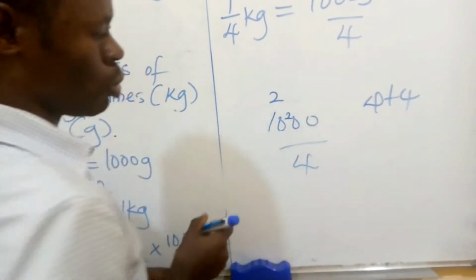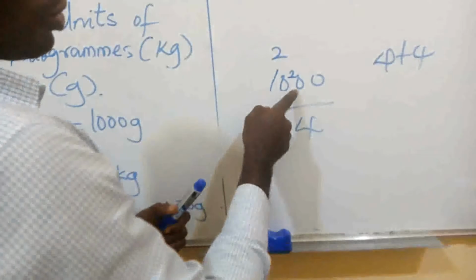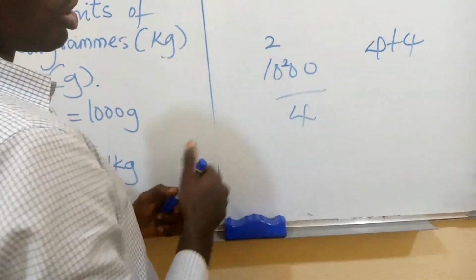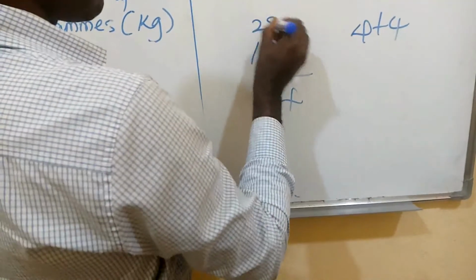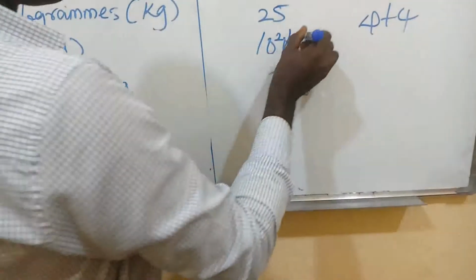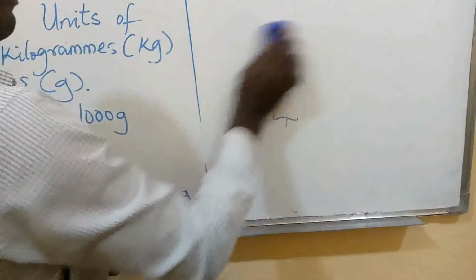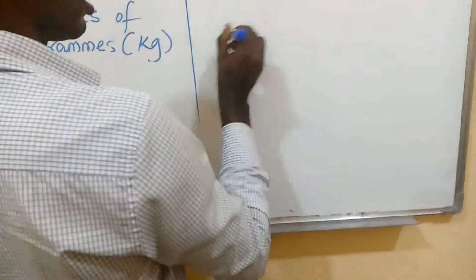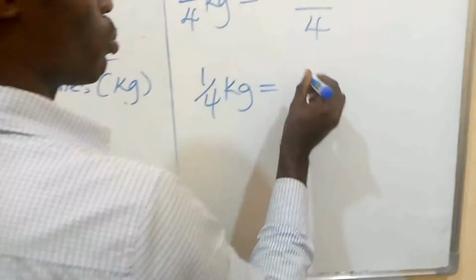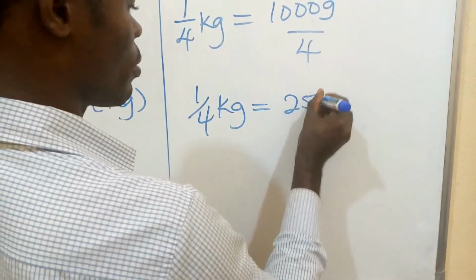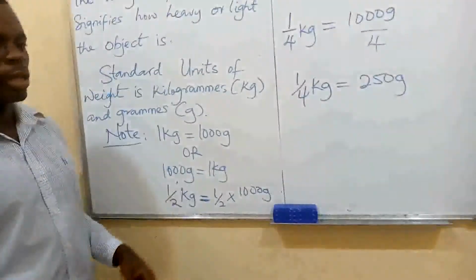So the remaining 2, you attach it to the next 0. What do we have now? 2 and 0 is 20. So 4 goes into 20 how many times? 5 times. And then 4 goes into 0 how many times? 0 times. So a quarter of a kilogram is equal to 250 grams. Please take note of this, as we need all of it in our calculation.